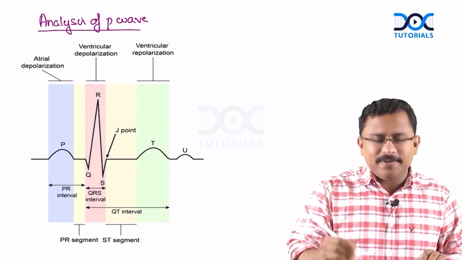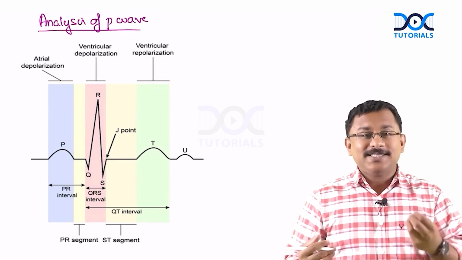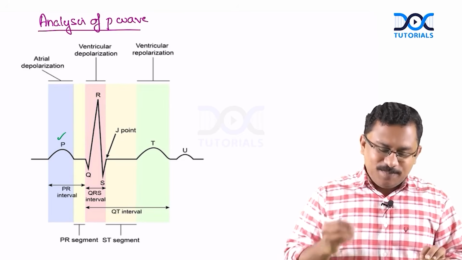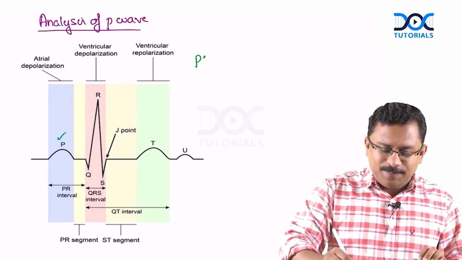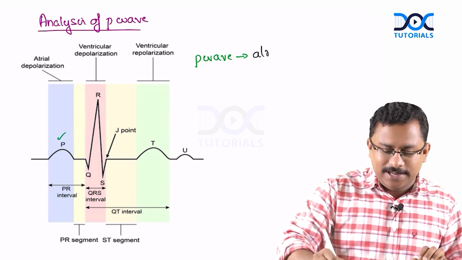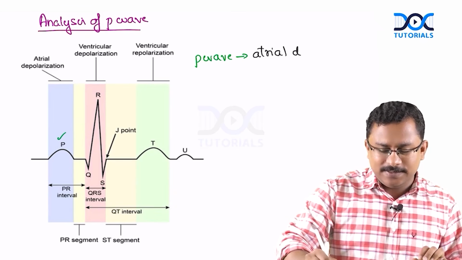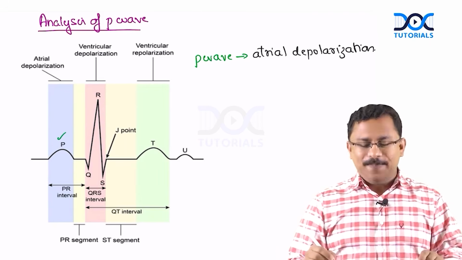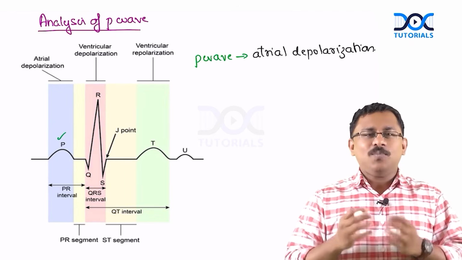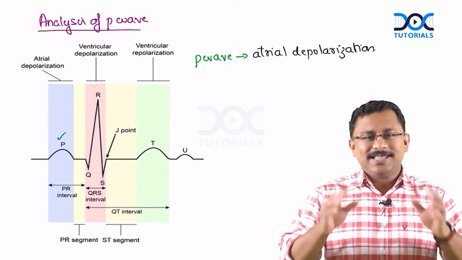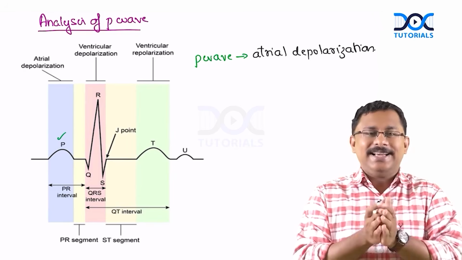So P wave, as we know, is the first positive deflection in the ECG. So this is the P wave. This P wave corresponds to atrial depolarization. Now let's learn more regarding the morphology of the P wave, and subsequently that will help us analyze P wave.